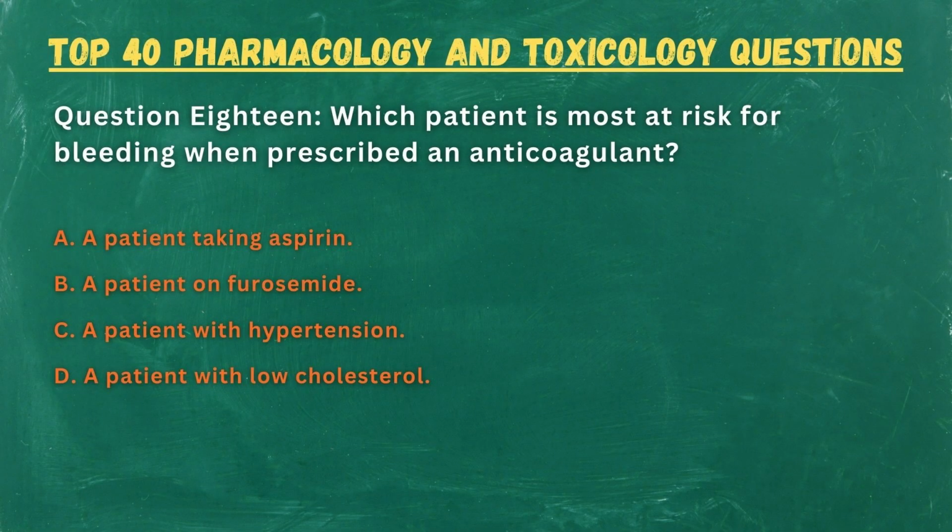Question 18. Which patient is most at risk for bleeding when prescribed an anticoagulant? A. A patient taking aspirin. B. A patient on furosemide. C. A patient with hypertension. D. A patient with low cholesterol. Answer: A. A patient taking aspirin.